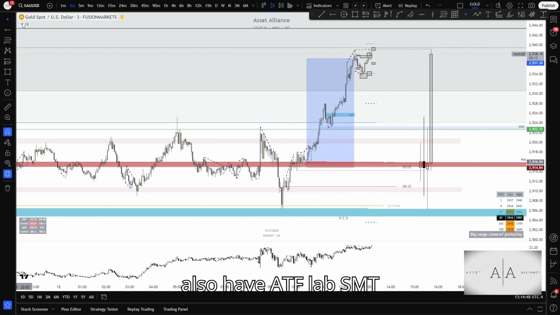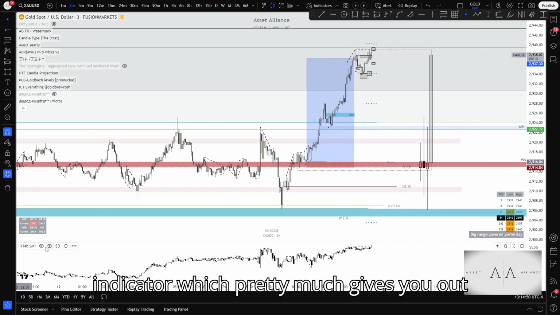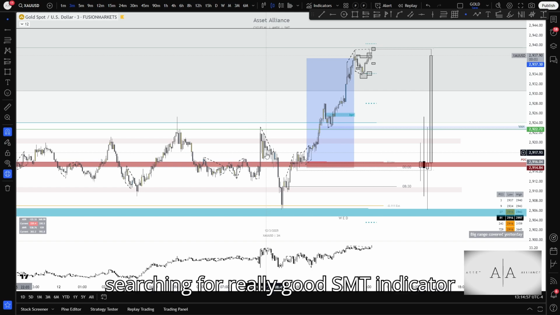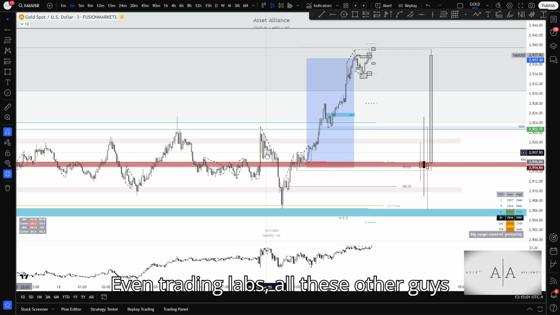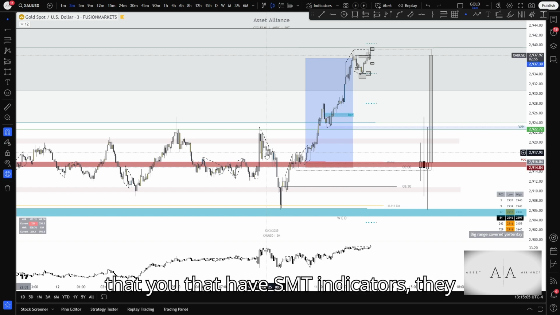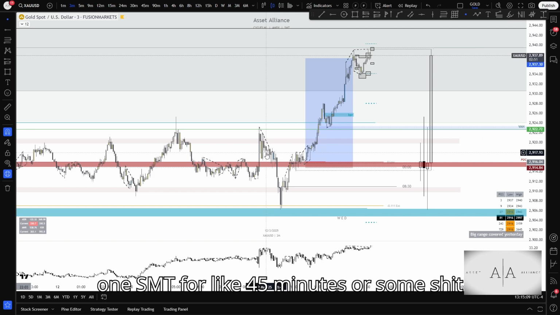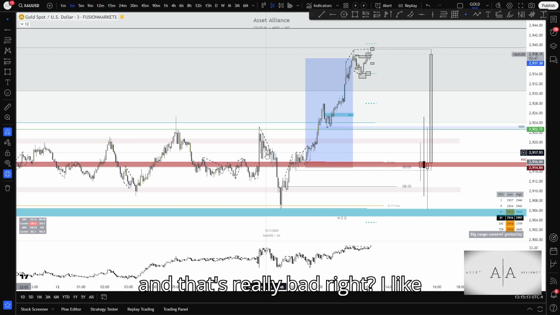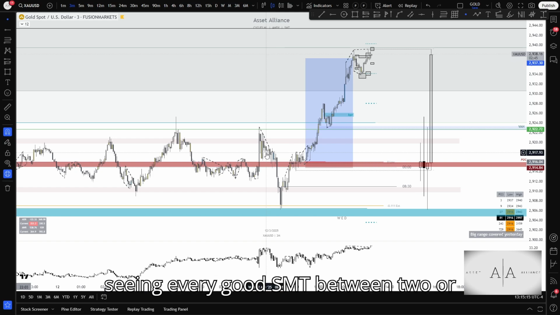I also have a TF Lab SMT indicator, which pretty much gives you every SMT. I've been searching for a really good SMT indicator, and that's the only one that came out. Even Trading Labs, all these other guys that have SMT indicators, they really don't work. They only draw like one SMT per like 45 minutes or so, and that's really bad, right? I like seeing every good SMT between 2 or 3 candles that happens.